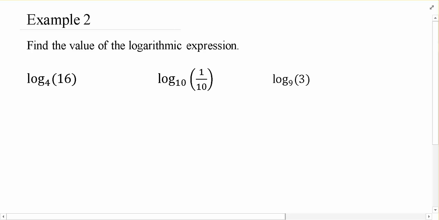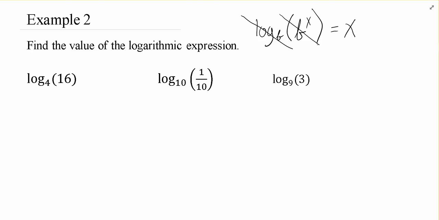So what we just saw is that if I have log base b of b to the x, the log base b and the b to a power undo one another, leaving just the exponent. So if you're asked to find the value of a logarithmic expression like the ones that we have here, what you'd like to have happen is you'd like to be able to rewrite them as log base something and something to a power, where the base of the logarithm and the base of the exponential are the same.